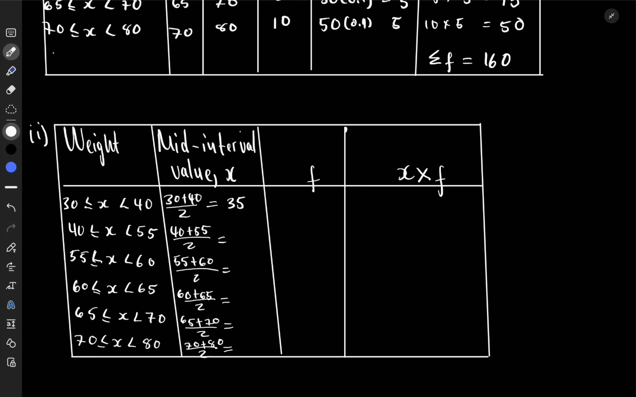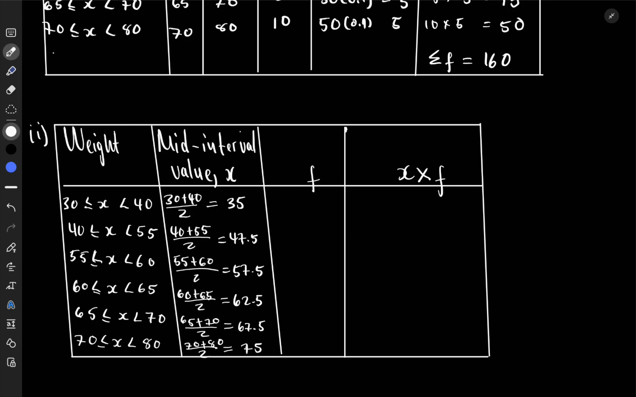Now I can easily find the things. Let's go. So what is this going to be? What is 40 plus 55? You'd get 47.5. 55 plus 60 should be 57.5. Then here, 60 plus 65 should be 62.5. 65 plus 70, 67.5. 70 plus 80, 75. We could have them like this. These are the mid values, I'm sure. Let me see. 40 plus 55 divided by 2, yeah, 47.5. Then 55 plus 60 divided by 2, yes, 57.5. Okay, so I think everything is correct.